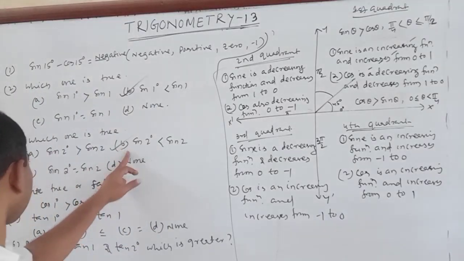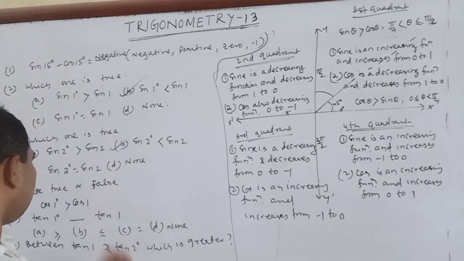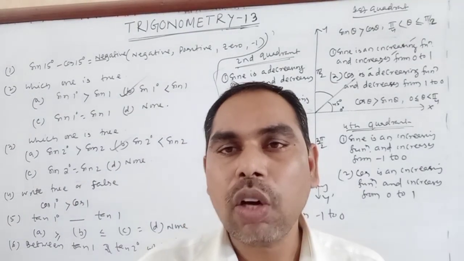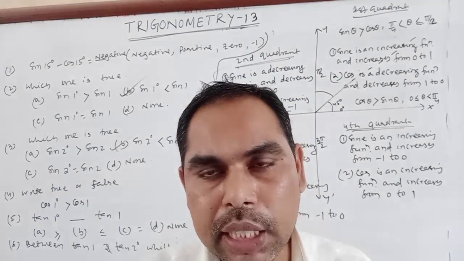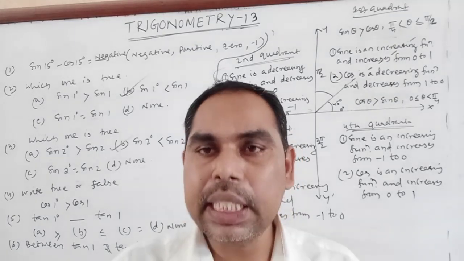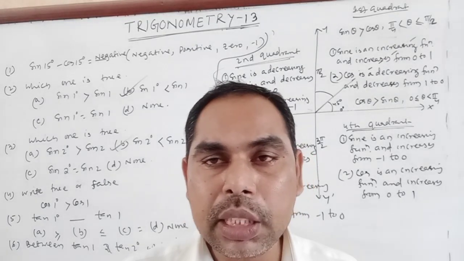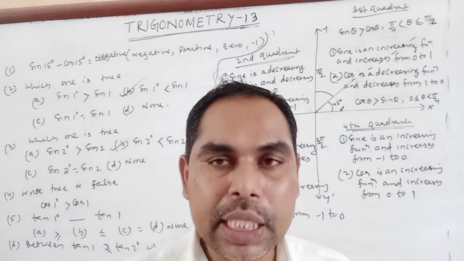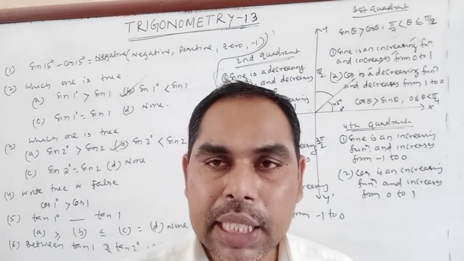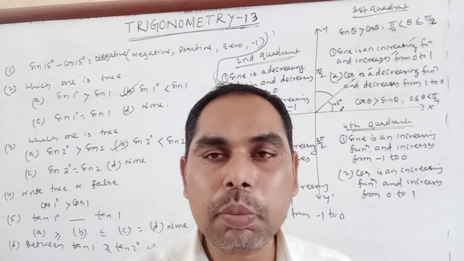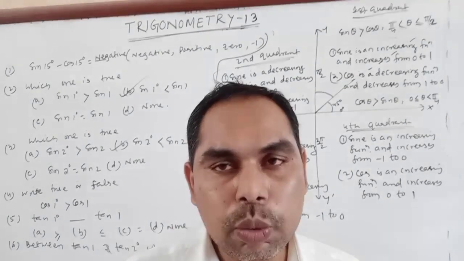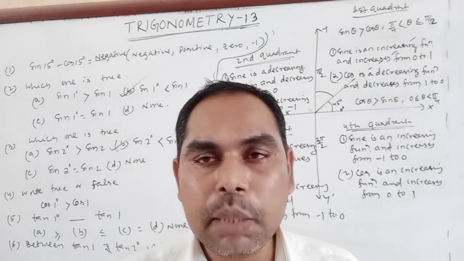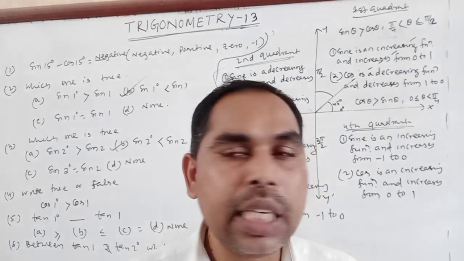Okay. Next, write true or false. Cos 1 degree is greater than cos 1. This is true because cos is a decreasing function in the first quadrant. 1 radian means 57 degree, so cos 1 degree is greater than cos 1. Cos 1 degree is nearly 1, since cos 0 is 1, not exactly 1, so about 0.99 this type of value.